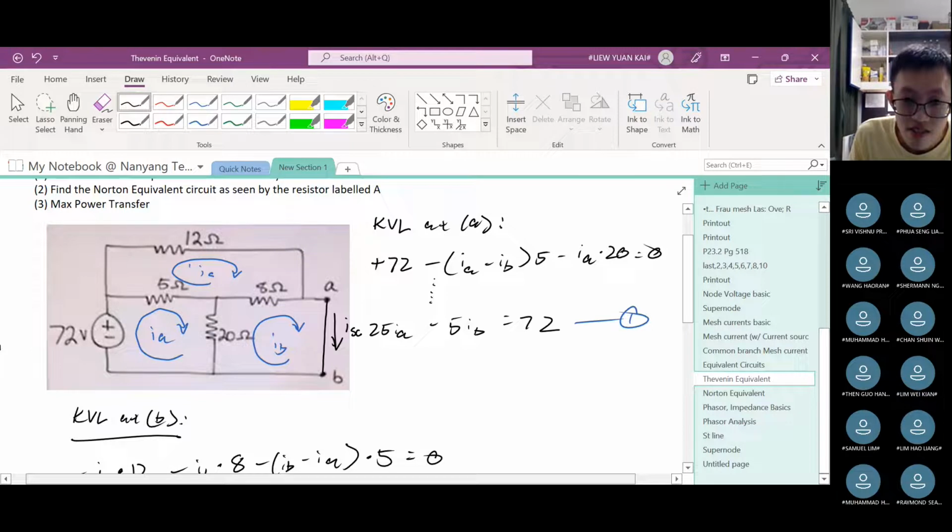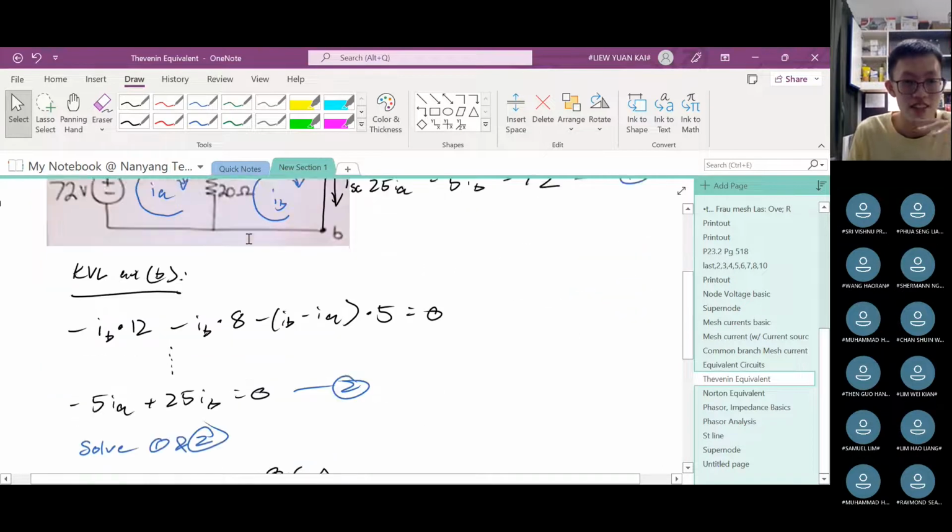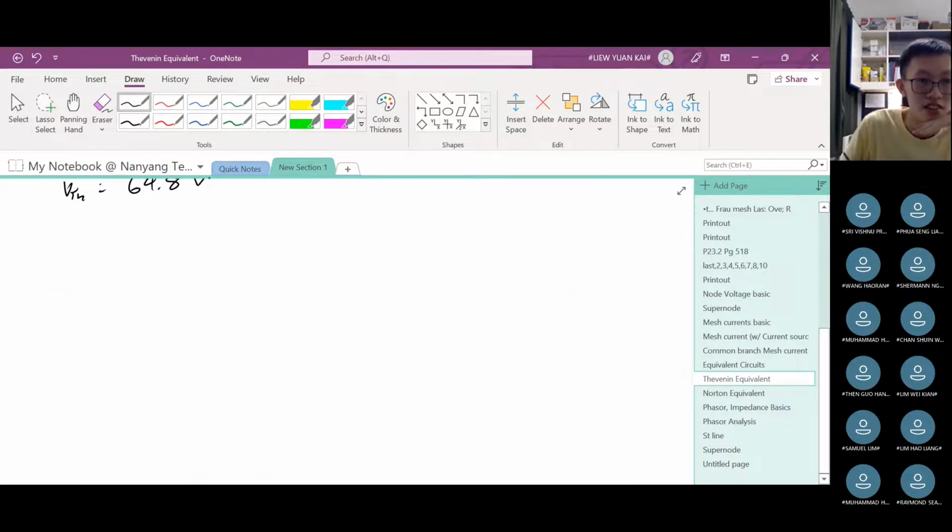So let me just check the chat. There's something notification. Okay, it's just people participating. Okay, very good. So let's just solve the equations. Okay, so let's do mesh current again. So mesh current.